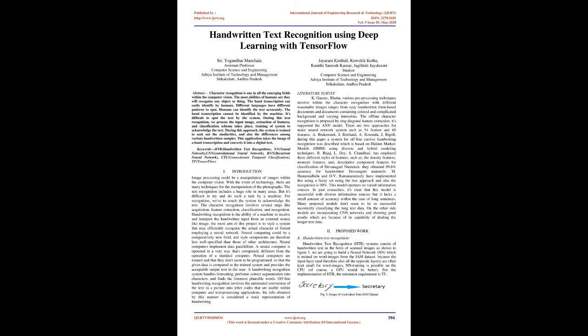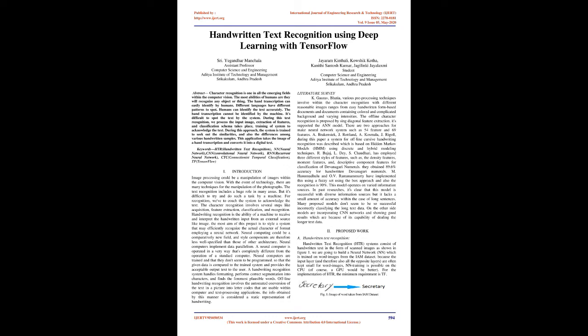During this text recognition, we process the input image, extract features, and a classification schema takes place, training the system to recognize the text. In this approach, the system is trained to find the similarities and also the differences among various handwritten samples. This application takes the image of a handwritten transcription and converts it into digital text.